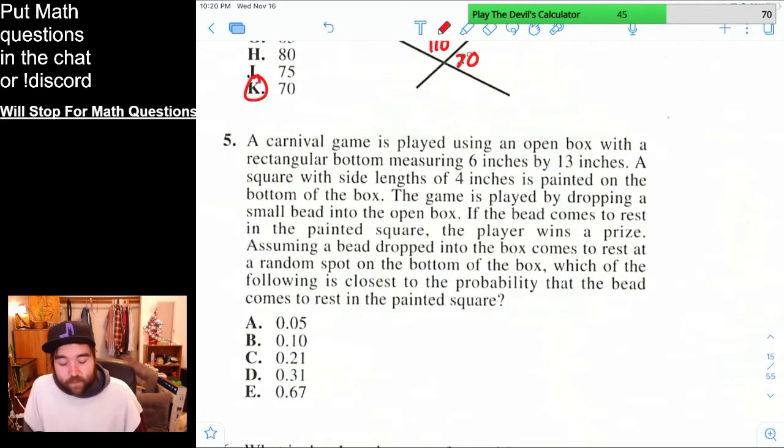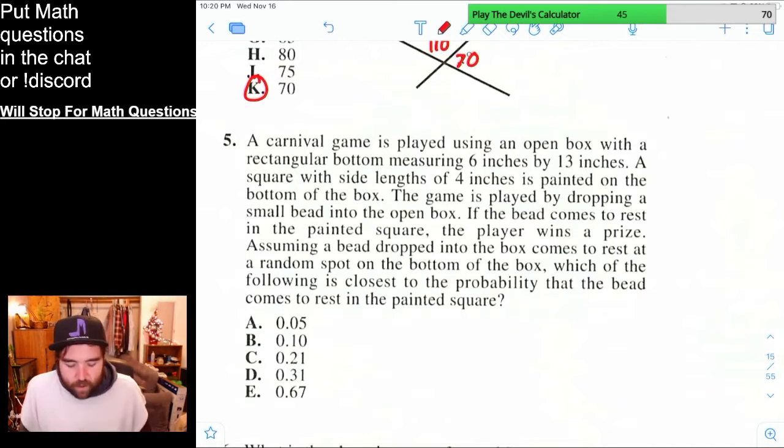A carnival game is played using an open box with a rectangular bottom measuring 6 by 13. A square with sides 4 inches is painted on the bottom of the box. The game is played by dropping a small bead into the open box. If the bead comes to rest on the painted square, the player wins a prize. Assuming a bead dropped into the box comes to rest in a random spot on the bottom of the box, what is the following? It's close to the probability that the bead comes to rest in the painted square.